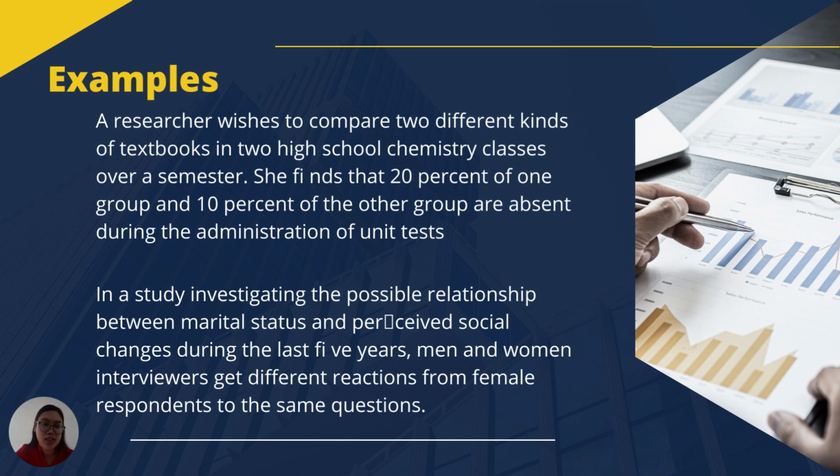So next is in a study investigating the possible relationship between marital status and perceived social changes during the last 5 years, men and women interviewers get different reactions from female respondents to the same question. So this could be an example of maturation threat. So over a period of time, your subject or samples have matured or have changes in their responses to your questionnaires.